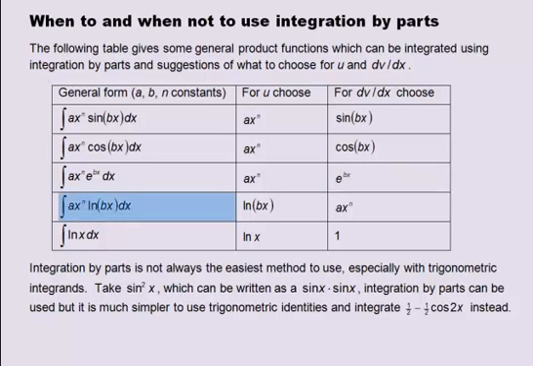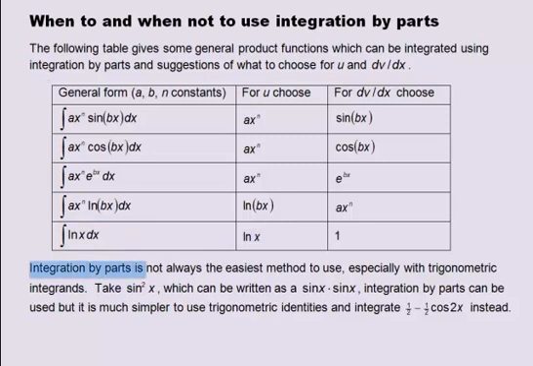For the integral of ax to the n multiplied by the logarithm of bx with respect to x. For u, choose the logarithm of bx. And for dv by dx, choose ax to the n. For the integral of the logarithm of x with respect to x. For u, choose logarithm of x. And for dv by dx, choose 1.